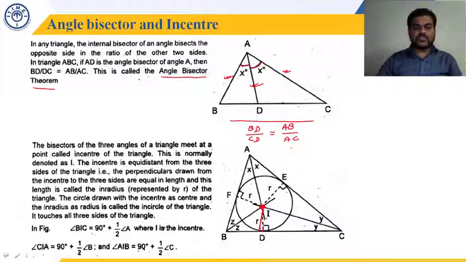Here are a few relationships between the angles. Angle BIC, which is this angle, will be 90 degrees plus angle A by 2. Similarly, angle CIA will be 90 plus angle B by 2, and angle AIB will be 90 plus angle C by 2.